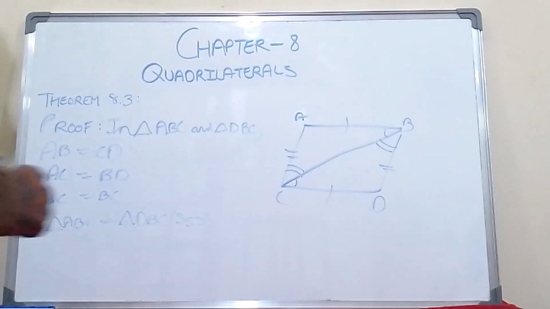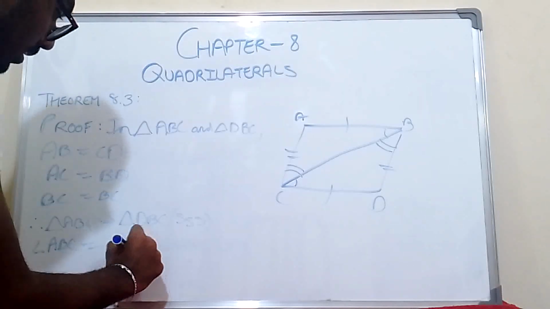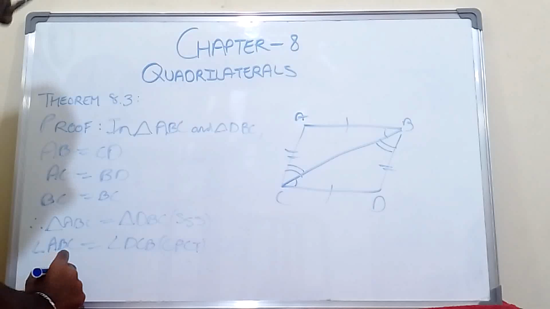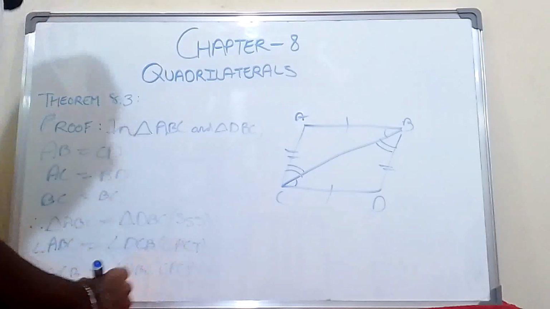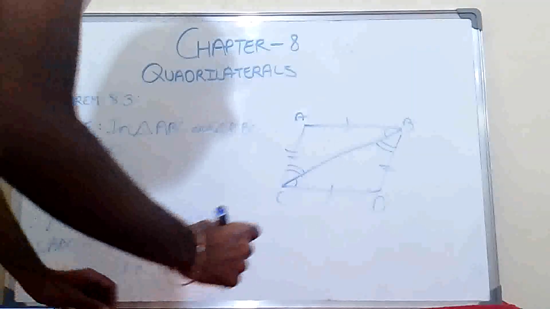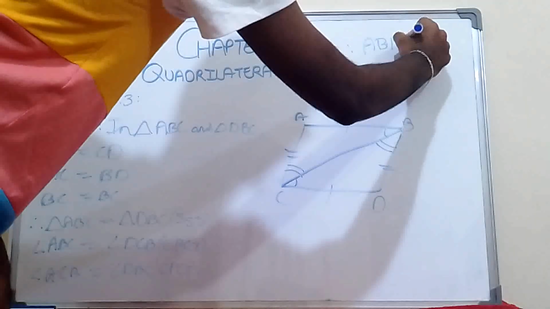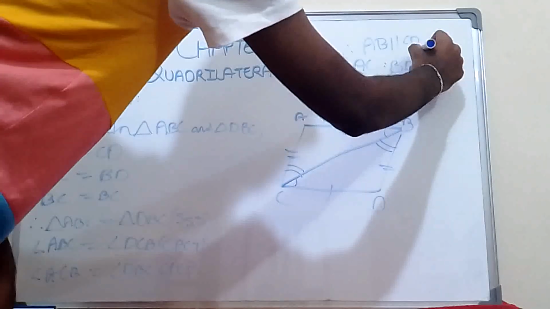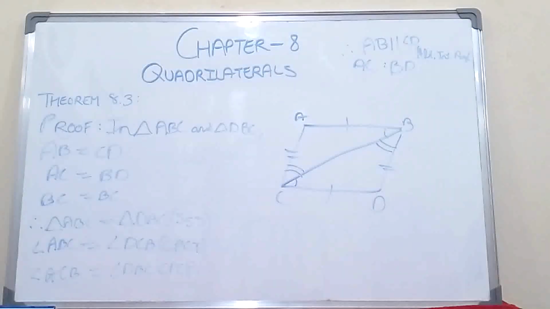Now, moving forward, we can tell that angle ABC is equal to angle DCB because of CPCT. And then similarly, angle ACB is equal to angle DBC because of CPCT. Therefore, we can tell that AB is parallel to CD, and as well that AC is parallel to BD. Why? Because of alternate interior angles. Hence, we have proved that if the opposite sides of a quadrilateral are equal, then it is a parallelogram.